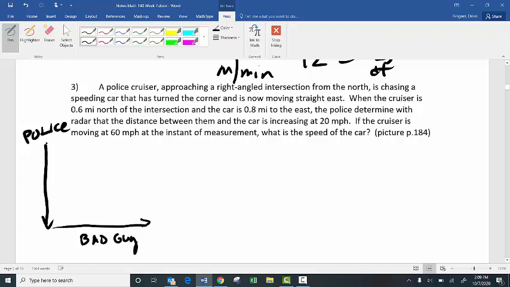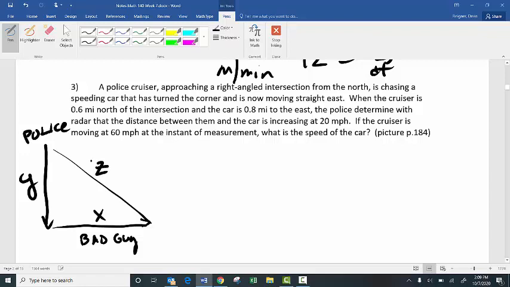So you can see there's another triangle here with this one. So this one, as the police is going towards the intersection, this is changing. Y is actually getting smaller, and then as the bad guy is going to the right, X is getting bigger. So now, unless Y and X actually change at the same rate, this distance between them is going to change.